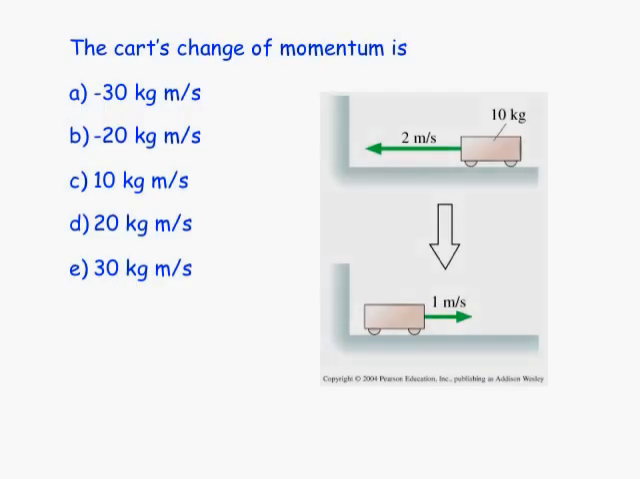Answer this question about a cart hitting a wall and bouncing off the wall with an initial momentum and a final momentum. What's the best choice for the change in momentum or the impulse?